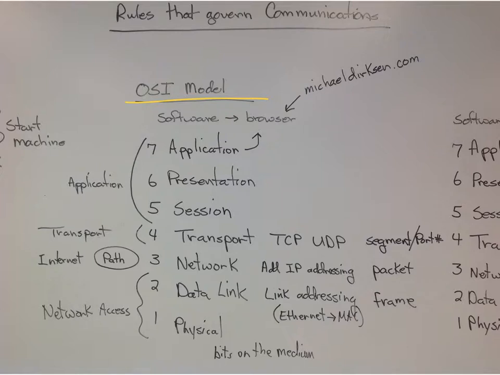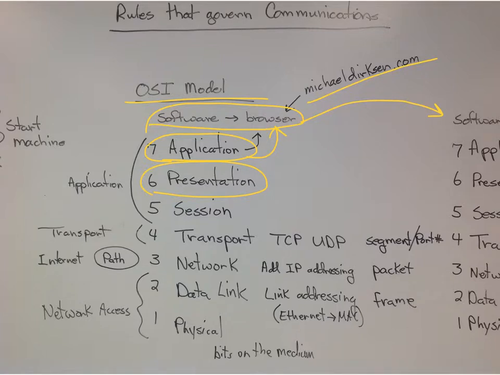The OSI model. So we start out, we have software here, a browser, and we're communicating to some software over here. We actually went to michaeldirksen.com. So here's the model. Application layer is a hook into an application. The presentation layer presents the data. It prepares the data. So if the data was going to be encrypted, that would be done here.